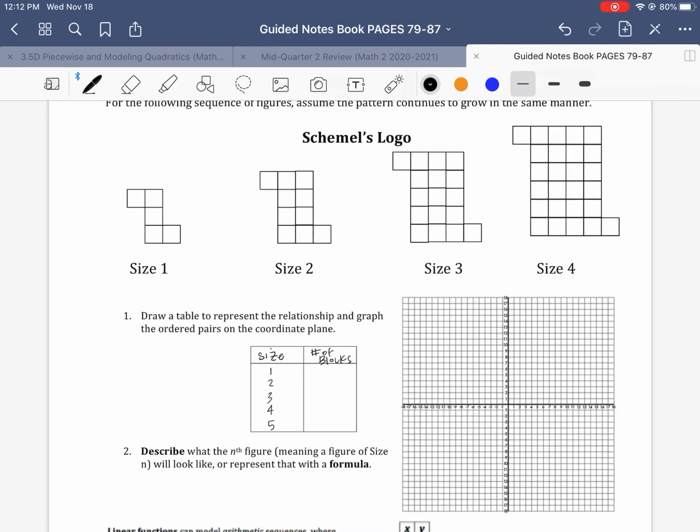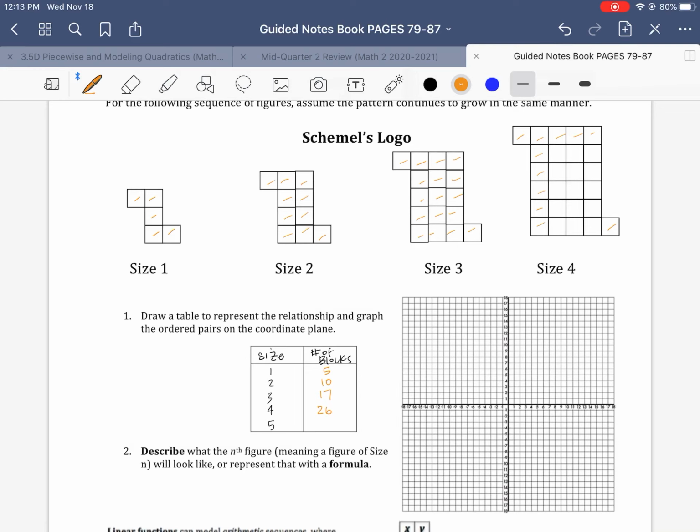Now, if we look at this and we come up with the number of blocks, we're just counting. So we've got 1, 2, 3, 4, 5 blocks in size 1. We've got 1, 2, 3, 4, 5, 6, 7, 8, 9, 10 blocks here. So we're just counting each of them. We've got 3, 6, 9, 12, 15, 16, 17, and 1, 2, 3, 4, 5, 6, so 24, 25, 26.